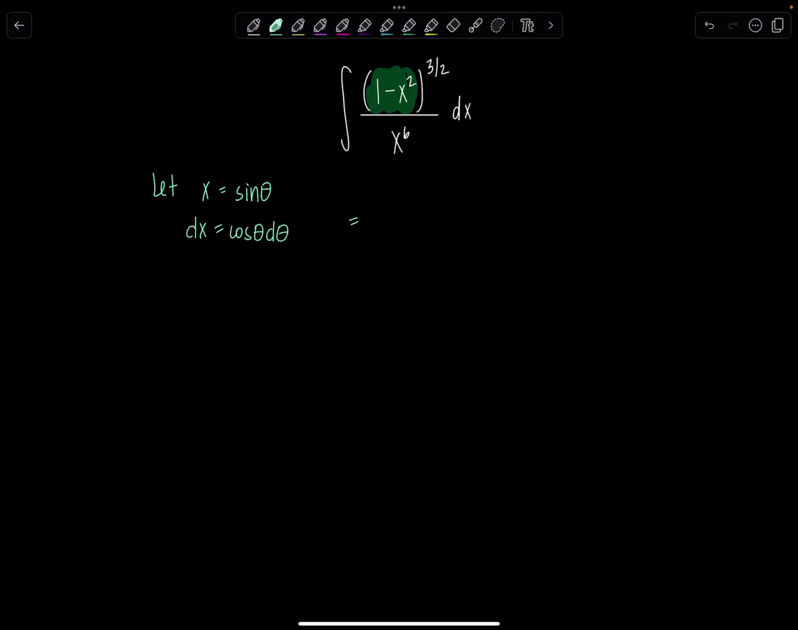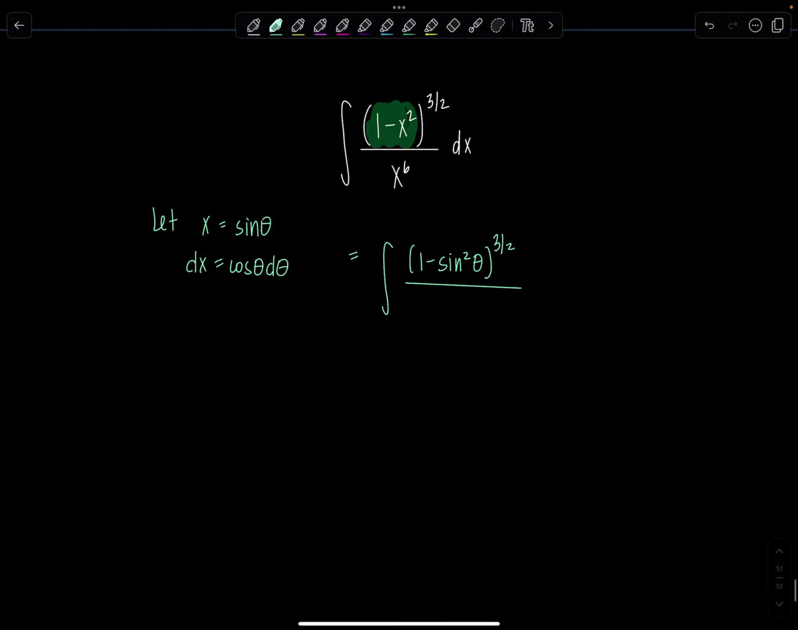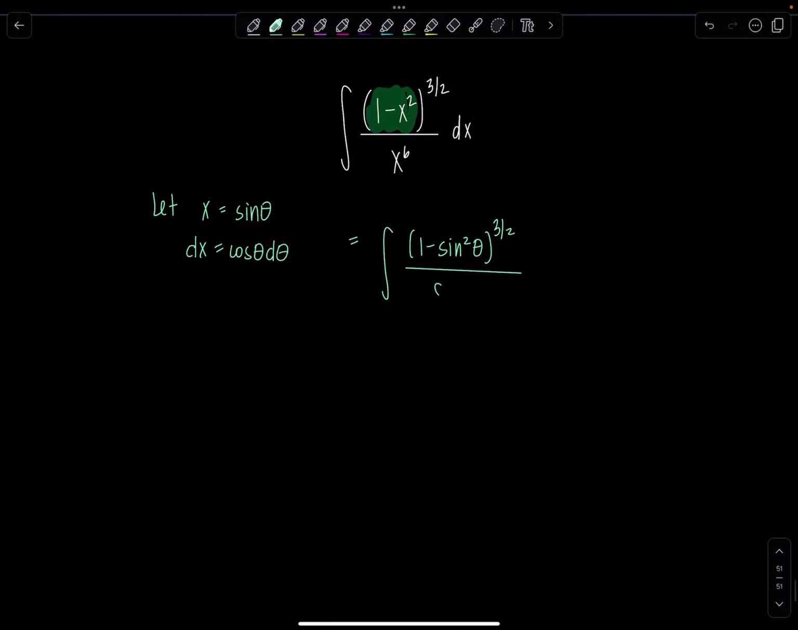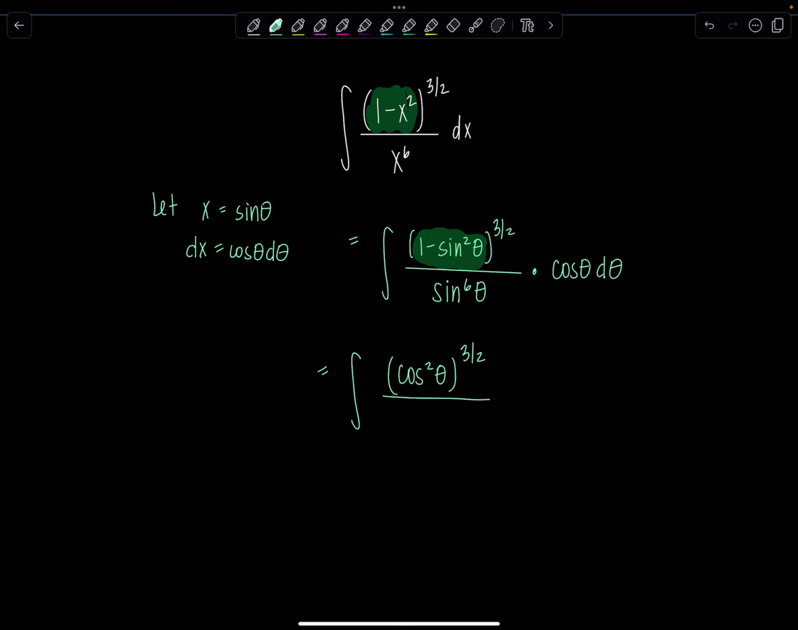Now let's rewrite our whole integral in terms of theta. So this would be (1 minus sine squared theta) to the 3/2 over, yes, that's sine theta to the 6th. And then dx, I have it right there. It's cosine theta d theta. Good? So remember, the whole point of trig sub is so that we can use the Pythagorean identity and rewrite 1 minus sine squared theta now as cosine squared theta. And that's all raised to the 3/2. And then we still have sine to the 6th theta in the denominator and cosine theta d theta.